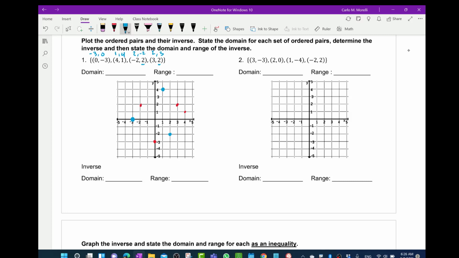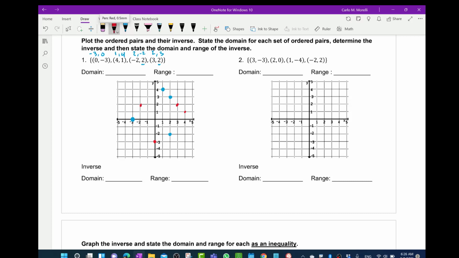Because we're going to switch the locations, so that would be 2 comma 3. So that's not a function anymore. Interesting. So I guess it didn't ask us if it's a function.